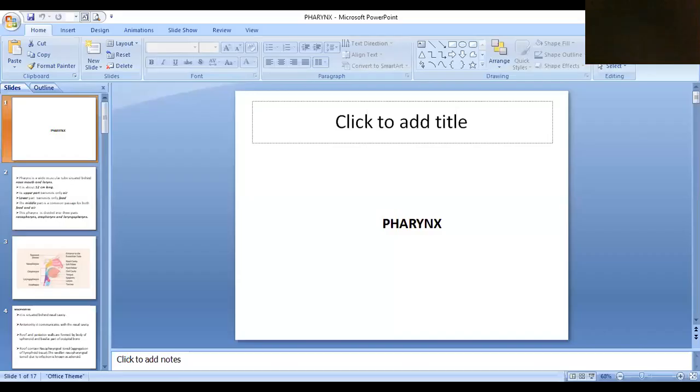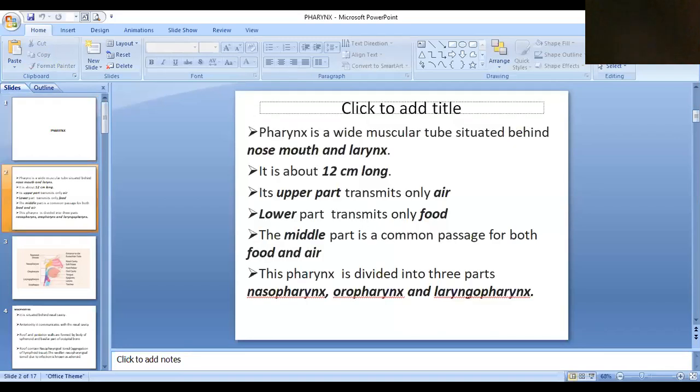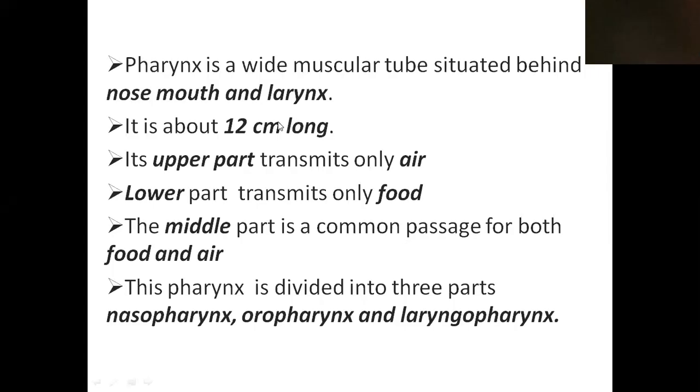Dear students, now we are going to discuss the pharynx. What is meant by pharynx? Pharynx is a wide muscular tube seen behind the nasal cavity, oral cavity, and the larynx. What is meant by that?